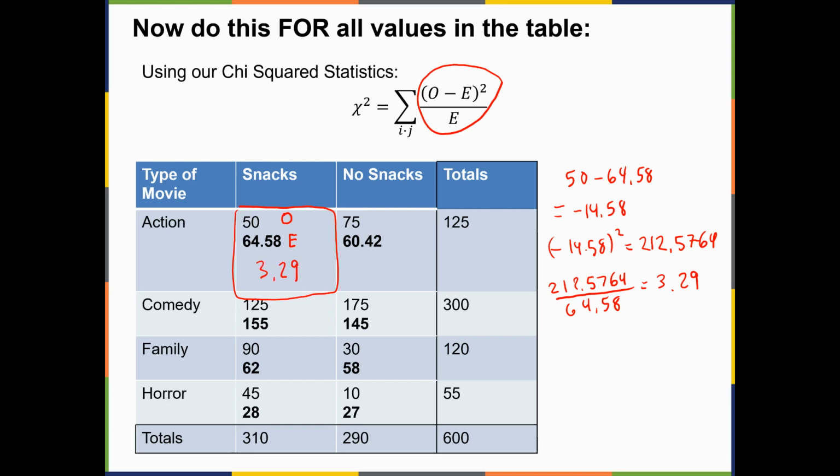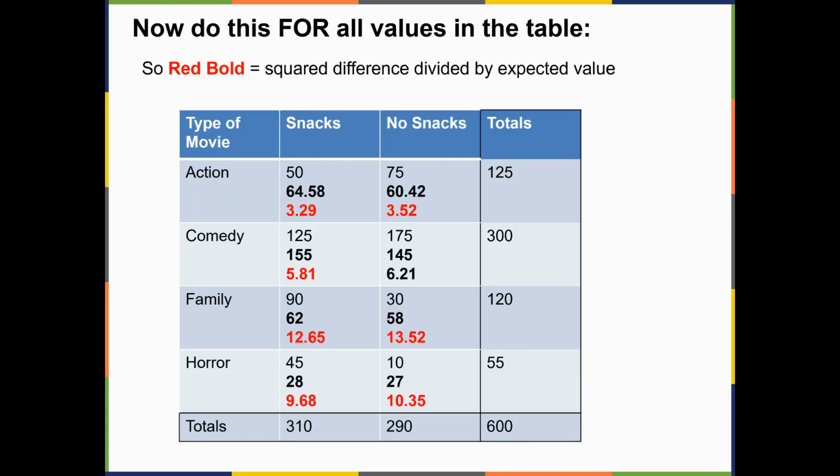Why don't you pause the video right now and do this for the next one. Compute the chi-square statistic for this cell. All right, were you able to compute it? Did you get 3.52? I went ahead and did these for all the values in the table. The red bold values are all the chi-square statistic values.